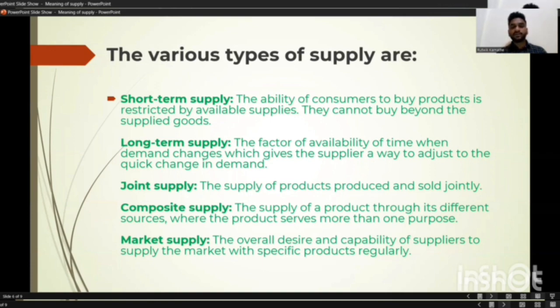Next one is the long term supply, the factor of availability of time when demand changes, which gives the supplier a way to adjust to the quick change in the demand. Next one is joint supply, the supply of products produced and sold jointly. Next one is composite supply, the supply of a product through different sources where the product serves more than one purpose. Market supply, the overall desire and capability of suppliers to supply the market with a specific product regularly.